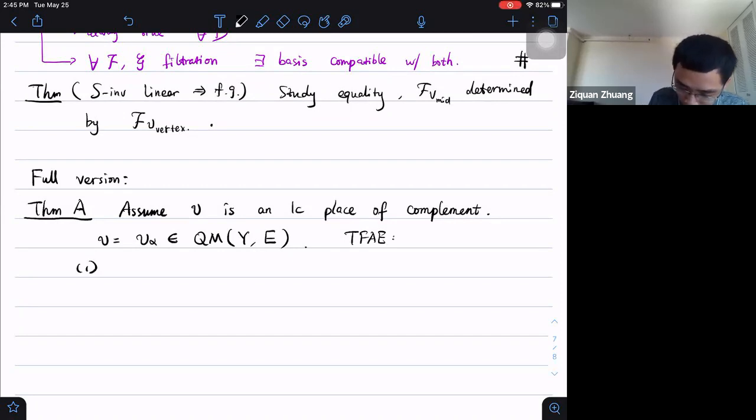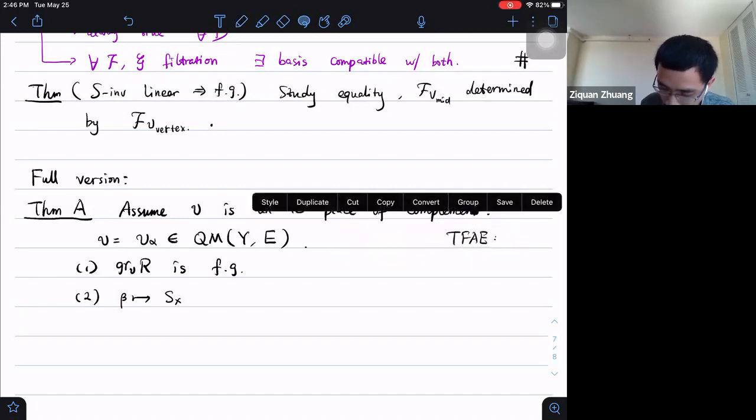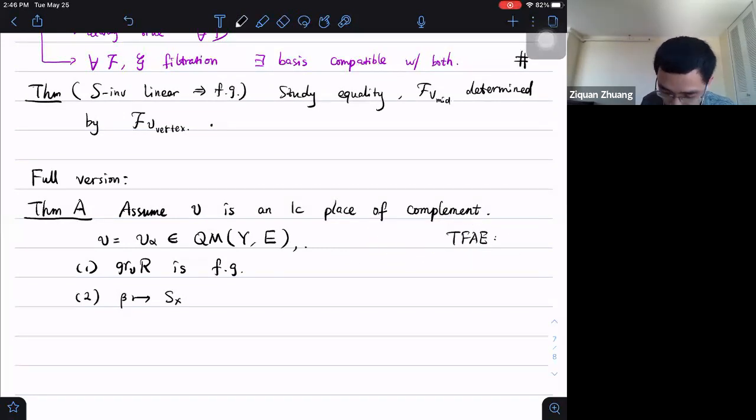So first, this graded algebra is finitely generated. Second, the Asymptotic invariant function is linear in the neighborhood of alpha. Okay, so I forgot to write. So it's here, and the alphas, they are linearly independent. That's always important.